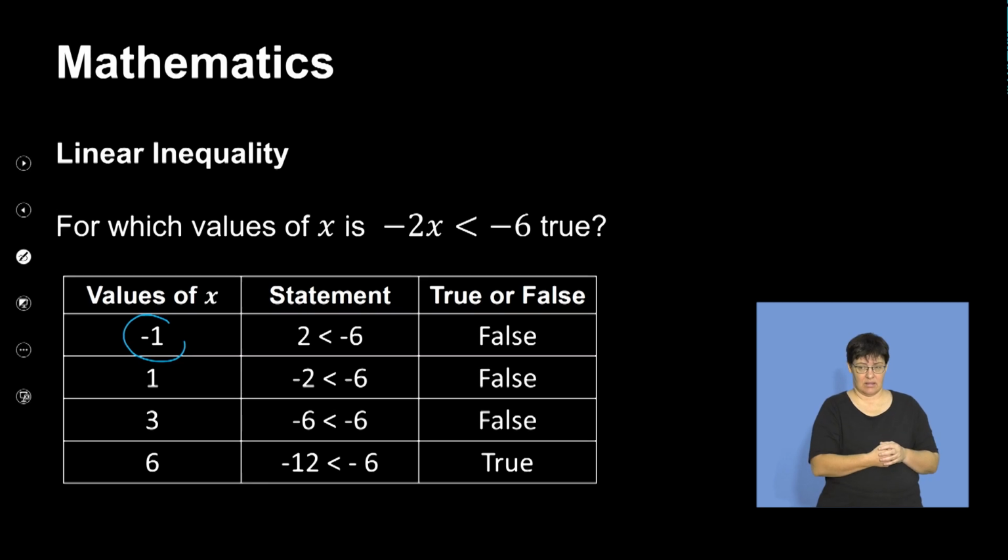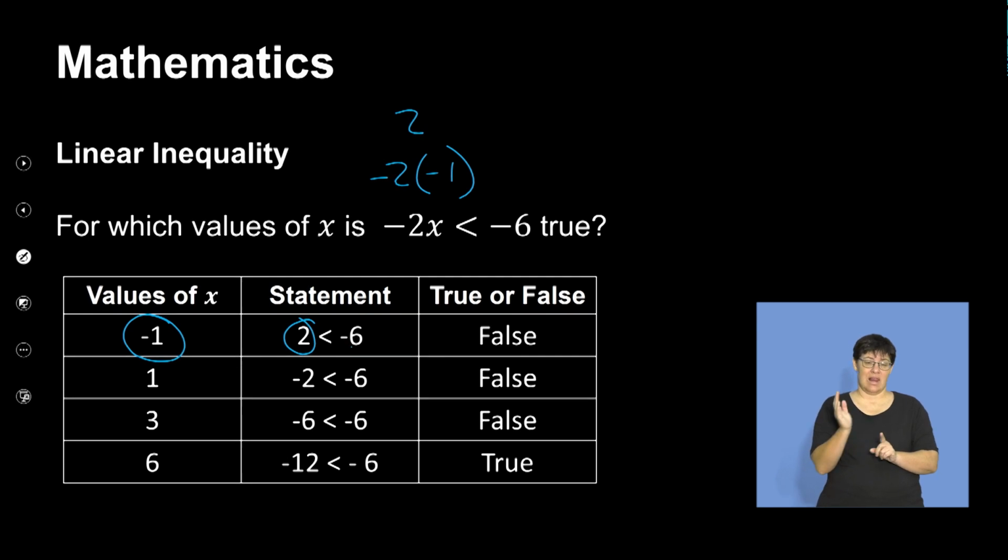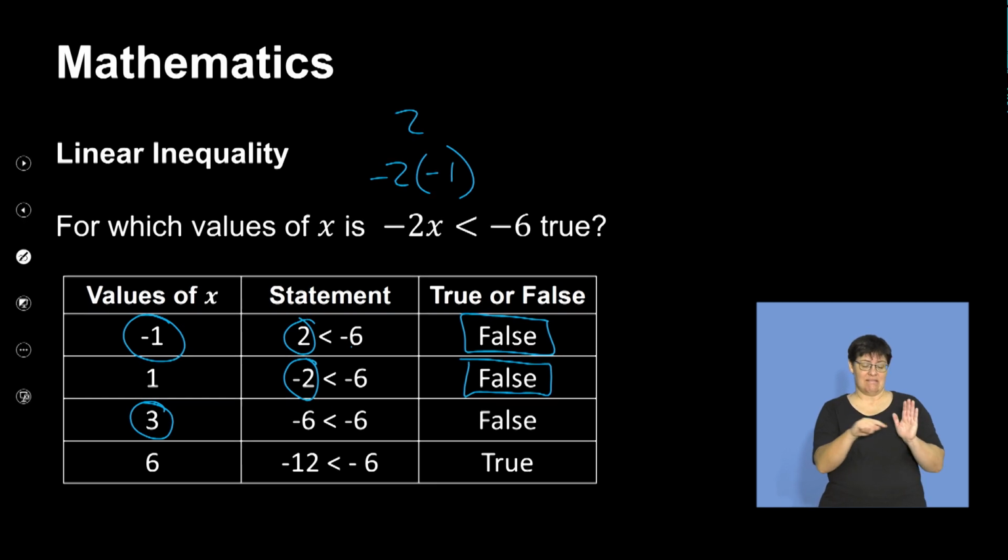If I take x as -1 and I substitute it there, it will be -2 times -1, which is +2. A +2 less than -6 is a lie. So this is false. 2 is definitely greater than -6. If I choose 1 as my x, it will give me the left-hand side as -2, and then it says -2 is less than -6. You can see that this is also false. If now I take 3, it says -6 is less than -6, but this is false.